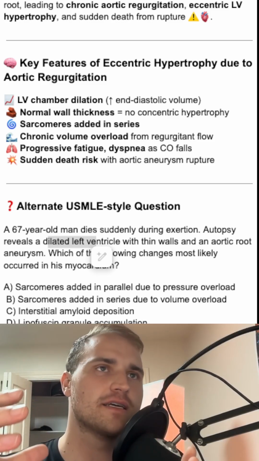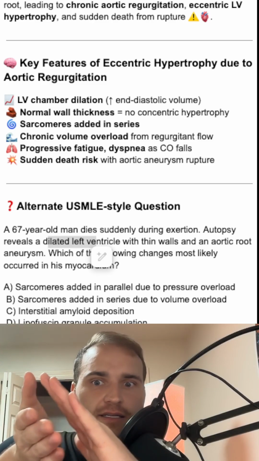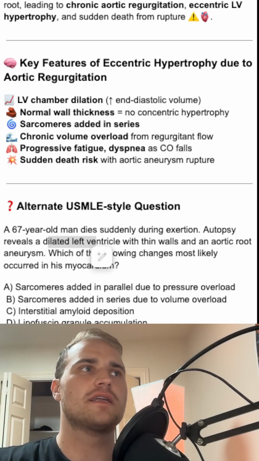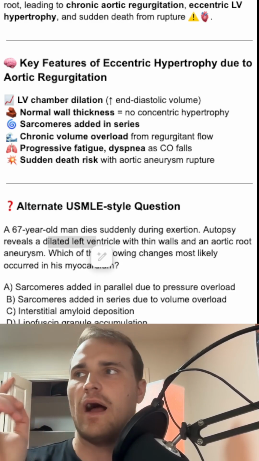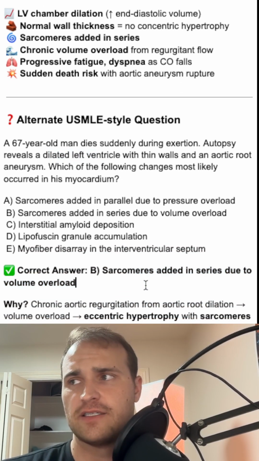And it's eccentric hypertrophy. And those are in series. They're not concentric, right? They're eccentric. And so it's going to be a dilated cardiomyopathy. So why then is the answer going to be sarcomeres in series? Well, that's just dilated cardiomyopathy.